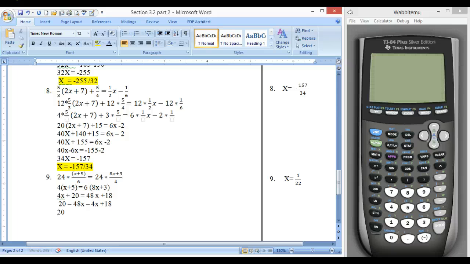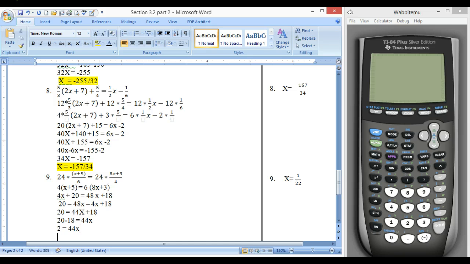So 20 equals 48x minus 4x gives me 44x, and I still have this 18 over here, which I need to bring to the other side now. So my next step, 20 minus 18 equals the 44x, and the 18's gone on this side now. 20 minus 18 gives me 2 equals 44x.